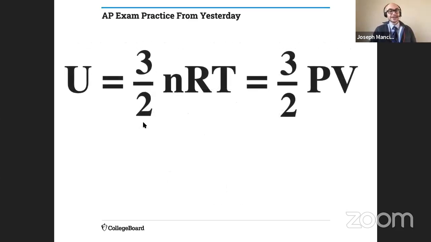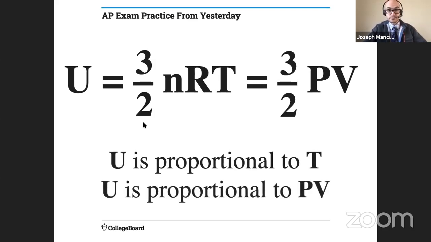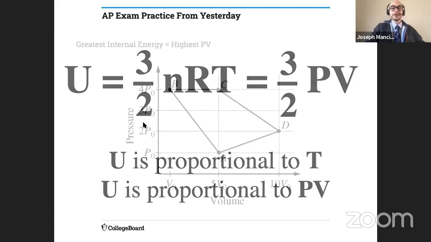So on your screen right now, you see that the internal energy of a gas, U, is 3/2 nRT, or 3/2 P times V, meaning that U is proportional to temperature, or that U is proportional to PV. So knowing this, you may want to grab a screenshot. Knowing this, now we can go back and approach this.